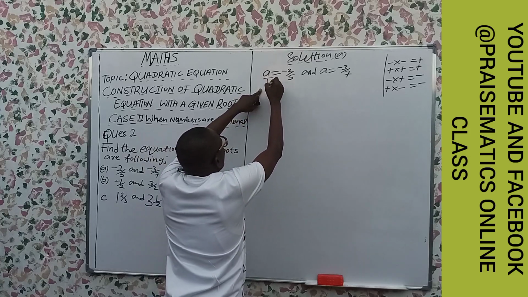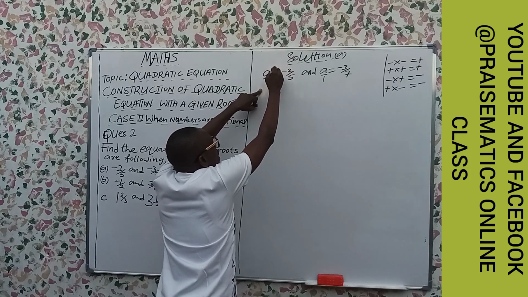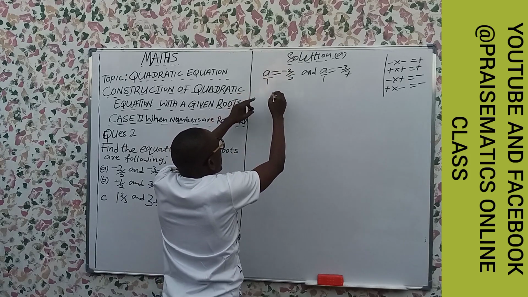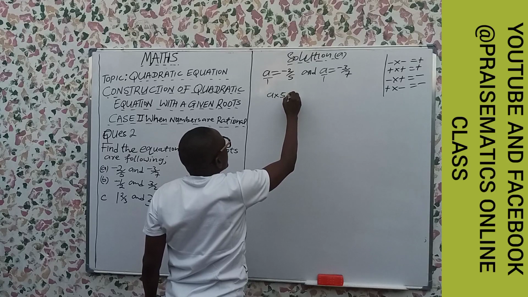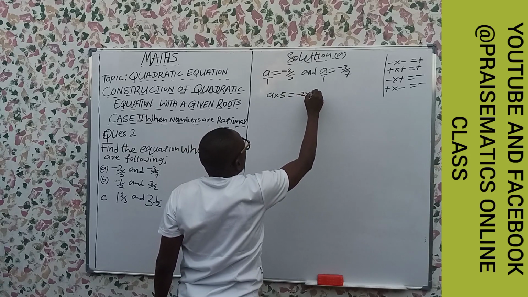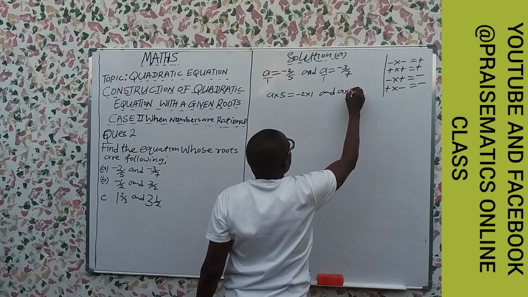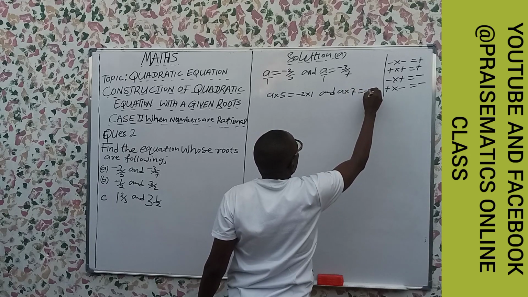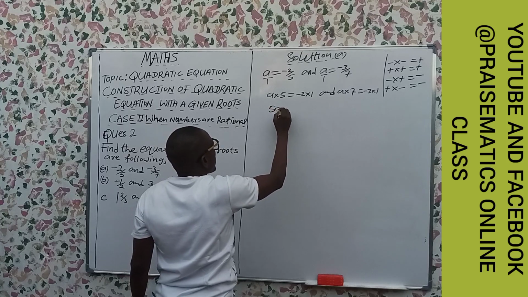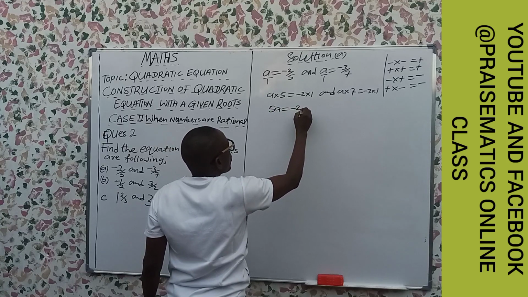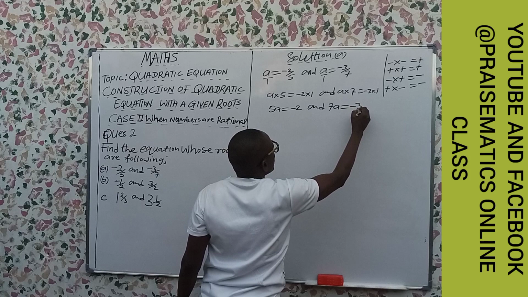Now what do we do? This is like cross multiply, since each is over 1. So we cross multiply: A times 5 is equal to minus 2 times 1, and A times 7 is equal to minus 3 times 1. We have 5A equal to minus 2, and 7A equal to minus 3.